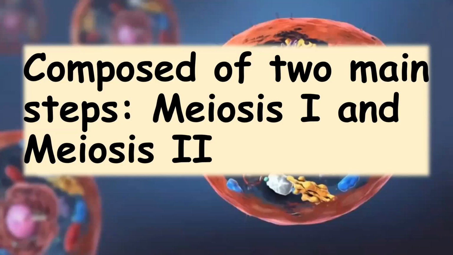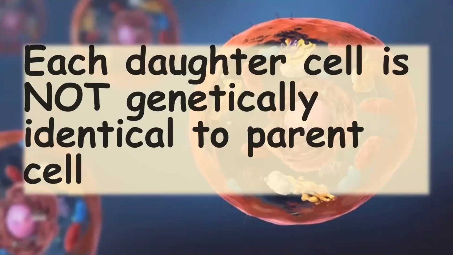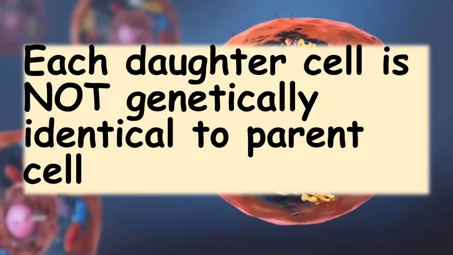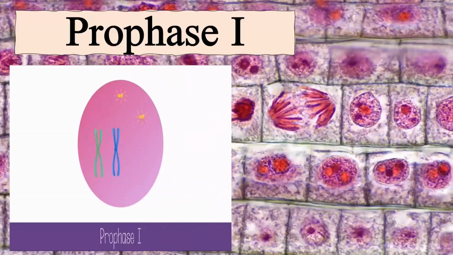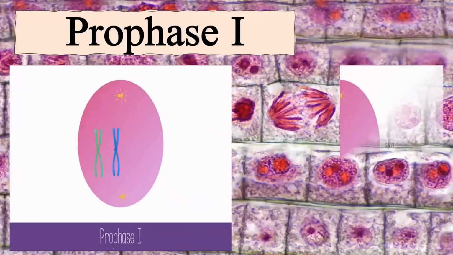And unlike mitosis, which results in 2 genetically identical daughter cells, meiosis is a 2-step process that reduces the chromosome number by half and generates genetically diverse offspring. And here we go. Again, they are not genetically identical to the parent cell. Beginning with the interphase, then after that, the prophase 1.